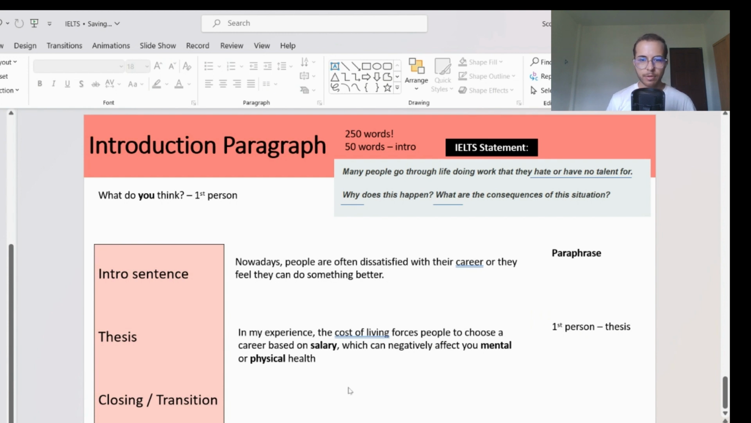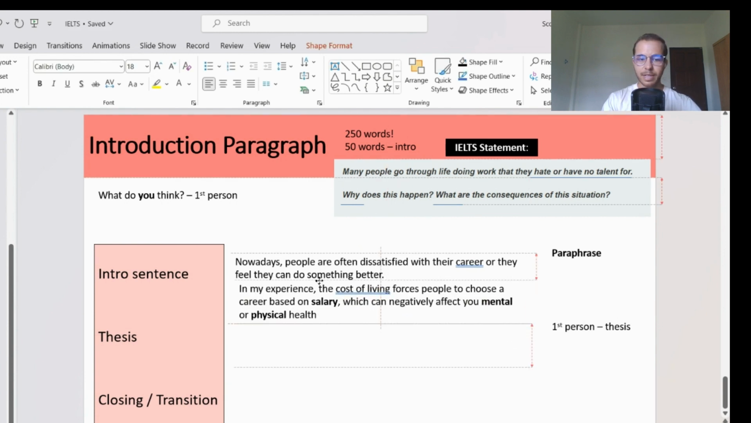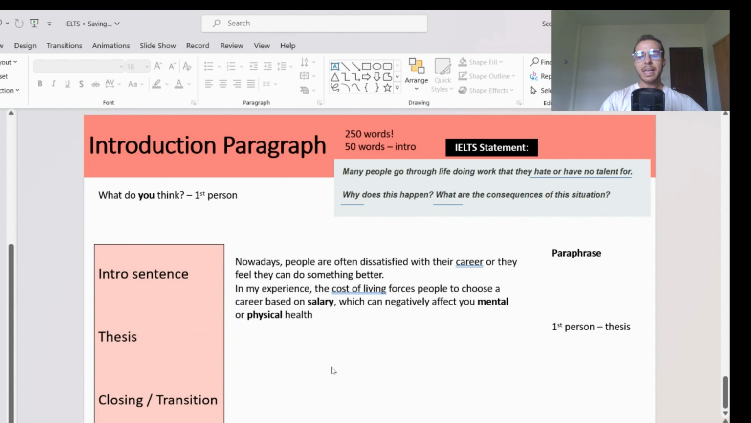When I go to my body paragraph, most of my body paragraph will be talking about the mental and physical health. These are my two supporting details. And of course, I'll be talking about the salary, but I want to mention how it negatively affects their mental and physical health. Okay, so make sure you have your why and your two supporting arguments. Now, because this is only 250 words in total for your essay, this would be sufficient for an introduction paragraph. It would look like this, kind of. That's large enough. That's probably about 50 words.